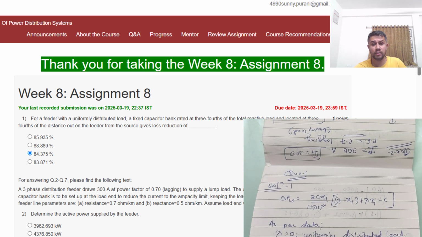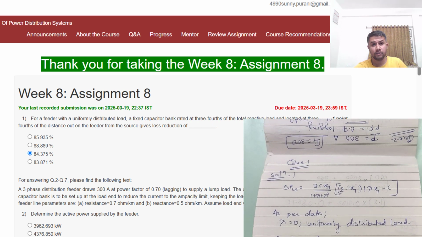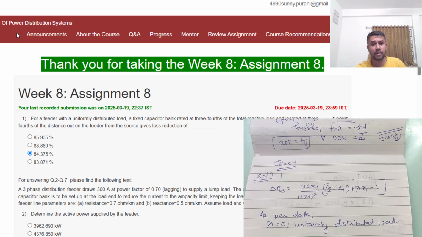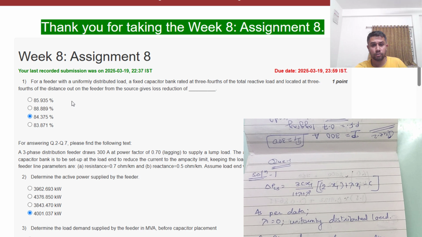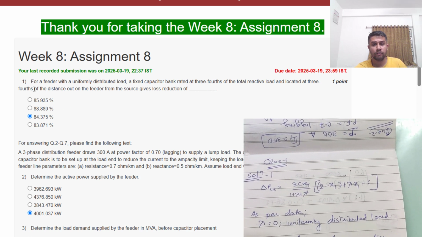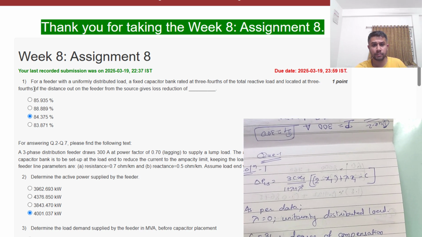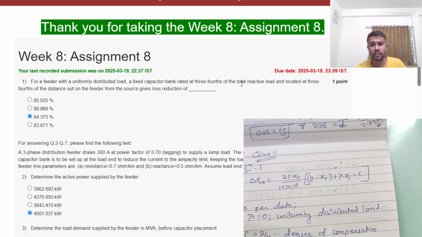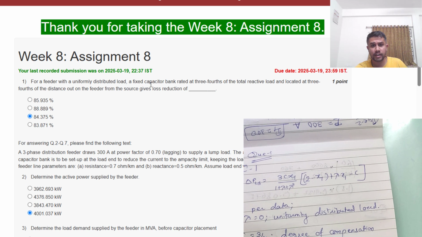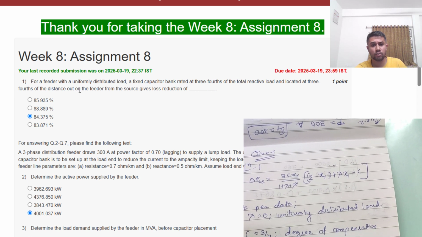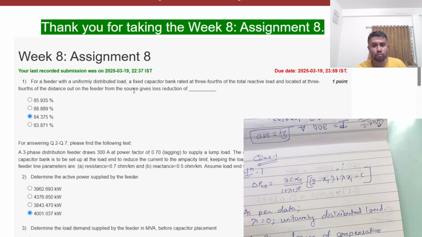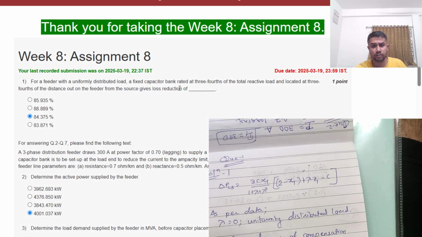So we are solving assignment 8 for the training on operation and planning of power distribution system. The first question given is: for a feeder with a uniformly distributed load, a fixed capacitor bank rated at 3/4 of the total reactive load and located at 3/4 of the distance out on the feeder from the source gives a load reduction of.